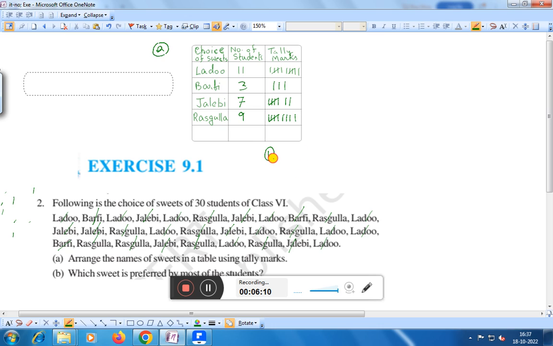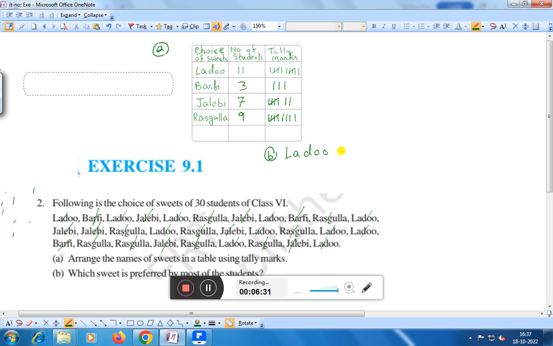The answer of B. Question B is: which sweet is preferred by most of the students? Here you see, Laddu is preferred by most of them because the number of students who chose Laddu is 11. Therefore, Laddu is preferred.